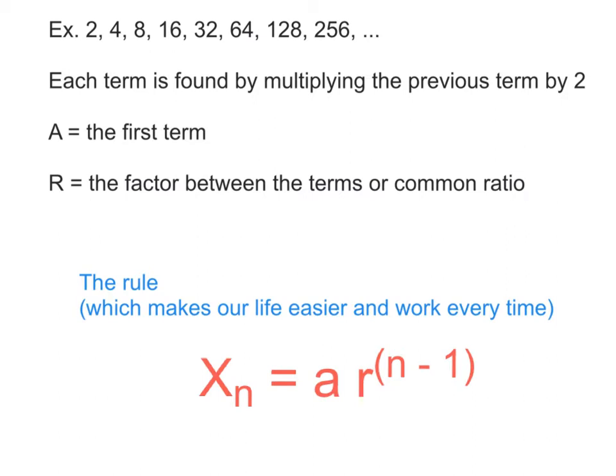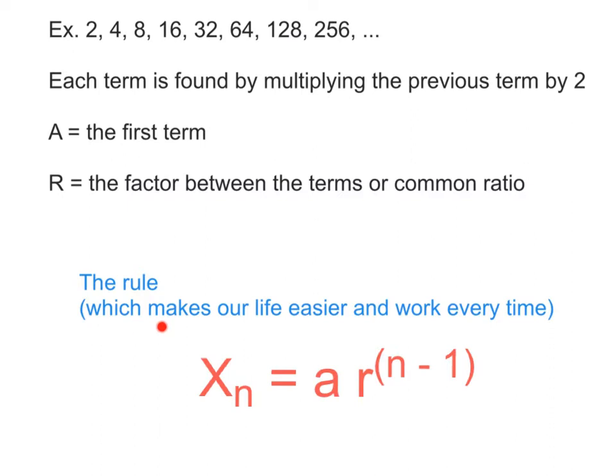All right, so here's the example. 2, 4, 8, 16, 32, 64, 128, 256, etc. That's what the dot, dot, dot means. Now, I know a lot of you have probably caught on to this right away. Each term is found by multiplying the previous term by 2, okay? A is going to be the first term, just like it was in the other equation. R, so instead of D, R is the factor between the terms, or common ratio.